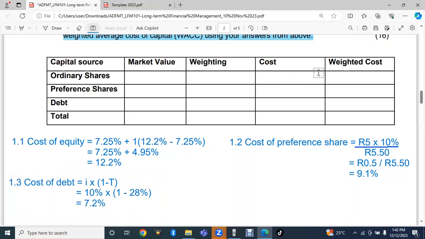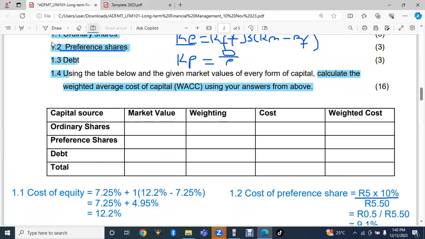Now we are going to 1.4. For 1.4, we are required to use the table below and the given market values of every form of capital to calculate the weighted average cost of capital, using your answers from above. So the answers that we have calculated from 1.1 up to 1.3, we're going to need them in this table to compute the WACC calculation.